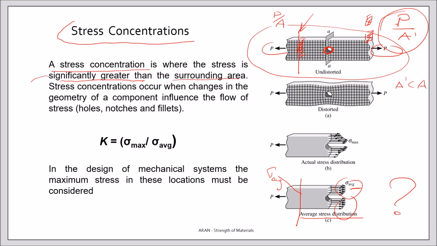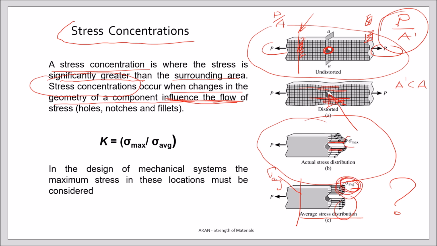Where do stress concentrations occur? They occur when changes in the geometry of a component are present, and these will influence the flow of the stress. Well, like in our case, you see we have a hole. You see the flow of stress is influenced, and in reality, the actual stress distribution is at these corners, not the average stress.